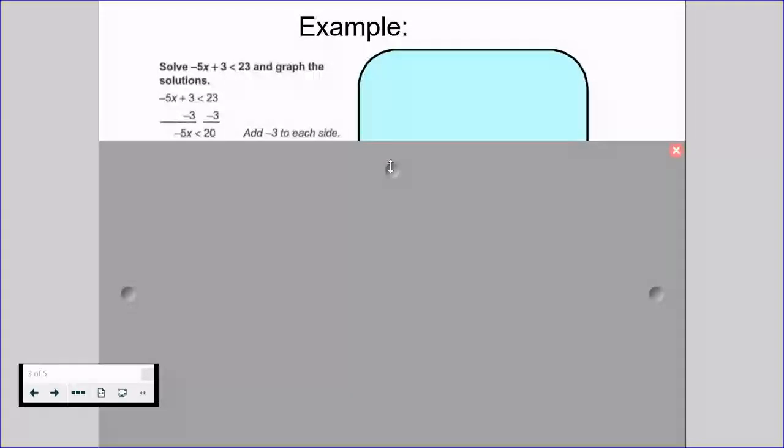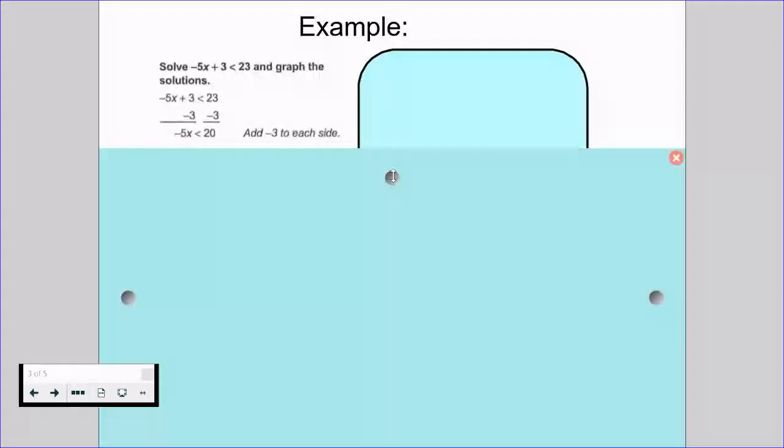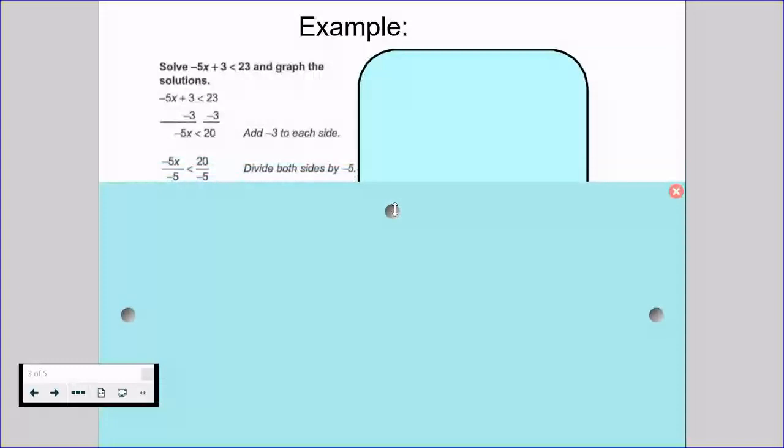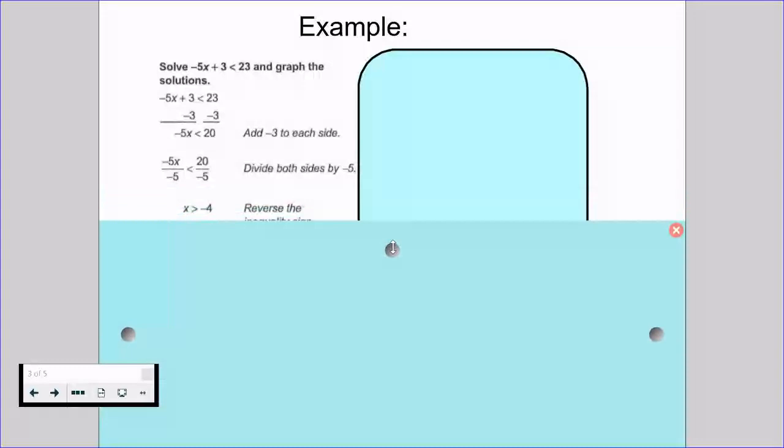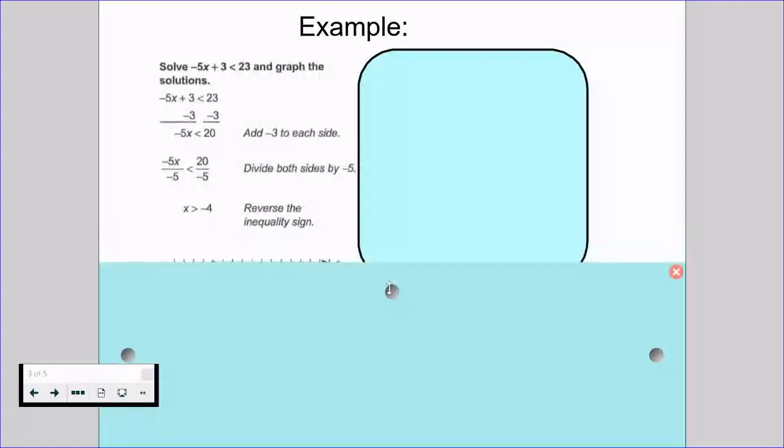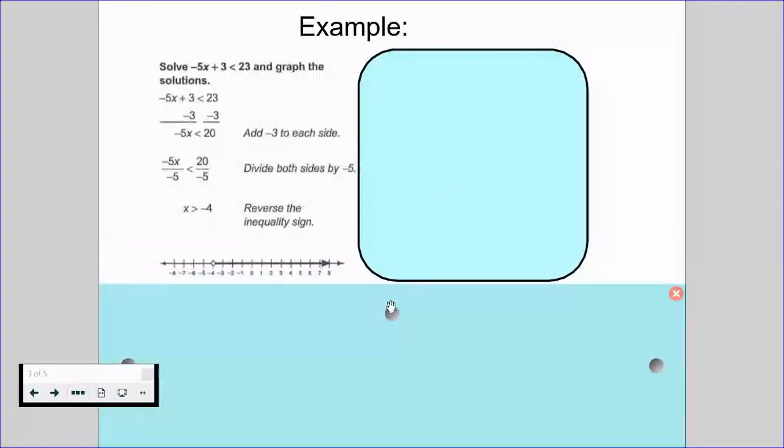Now we need to divide by negative 5 on both sides. When we do so, remember, we are actively dividing by a negative number. So since we are dividing by a negative number, we reverse the inequality sign. Thus, we receive x is greater than negative 4. And we're going to graph it. It's a greater than, which means we're going to have an open circle on negative 4, and we're talking about numbers bigger than negative 4, so we're going to shade to our right.